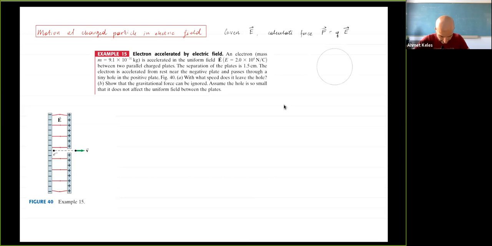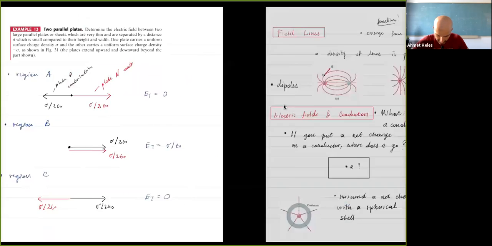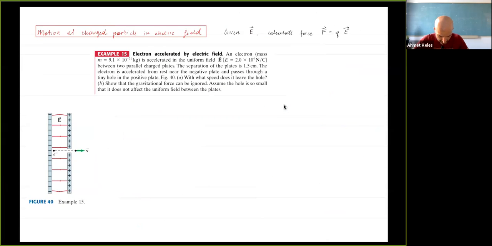And here's the example. So suppose you have a system like this. Again, this is exactly the same system we solved in the previous week. So this is like a charged plate. One is negative, the other is positive, and an electron of a given mass is accelerating in the uniform field inside here. The separation of the plates is 1.5 centimeters. The electron is accelerated from rest near the negative plate, right over here on the surface, and passes through a tiny hole in the positive plate. Imagine there's just a little bit of hole here, and the electron is shot to go through that.